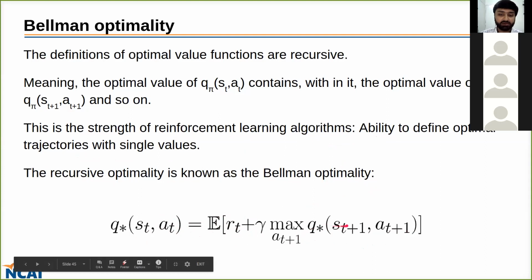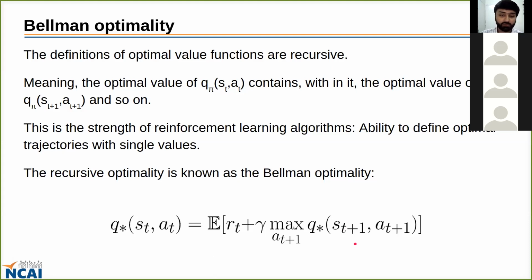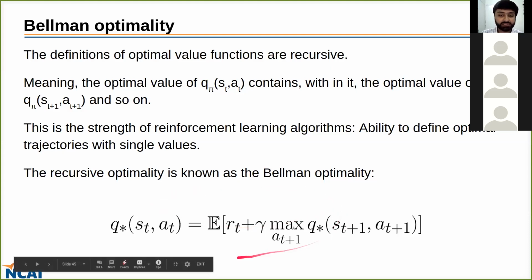And this cycle repeats. In the next state, t+1 goes here, t+2 comes here, and on and on until we reach the capital T or infinity or whatever the problem we are dealing with. So this recursive nature is actually responsible for us to find optimal trajectories by focusing on single scalar values.